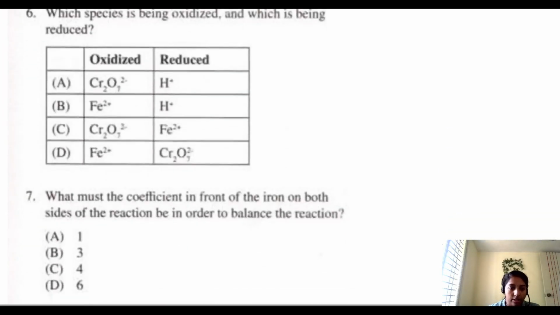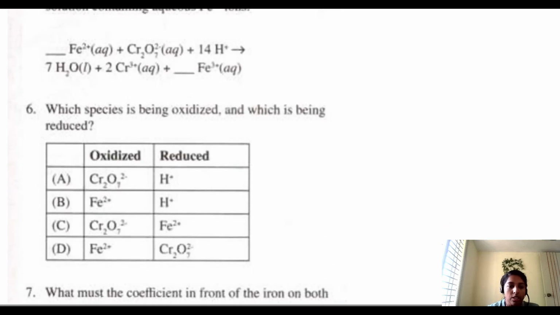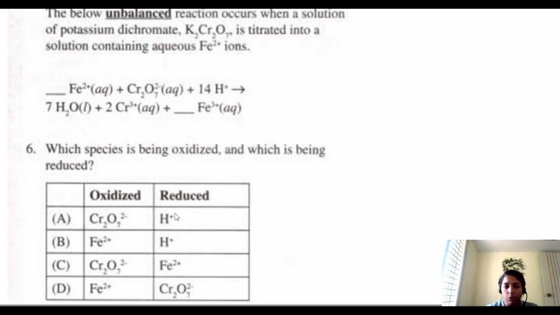Then 6 to 8, this is the data. The below unbalanced reaction occurs when a solution of potassium dichromate is titrated into a solution containing aqueous Fe2+ ion. Anyway, they were given some reaction. The question is which species is being oxidized and which is being reduced. First of all, this is not balanced, but for finding the oxidation and reduction we don't need to balance it.